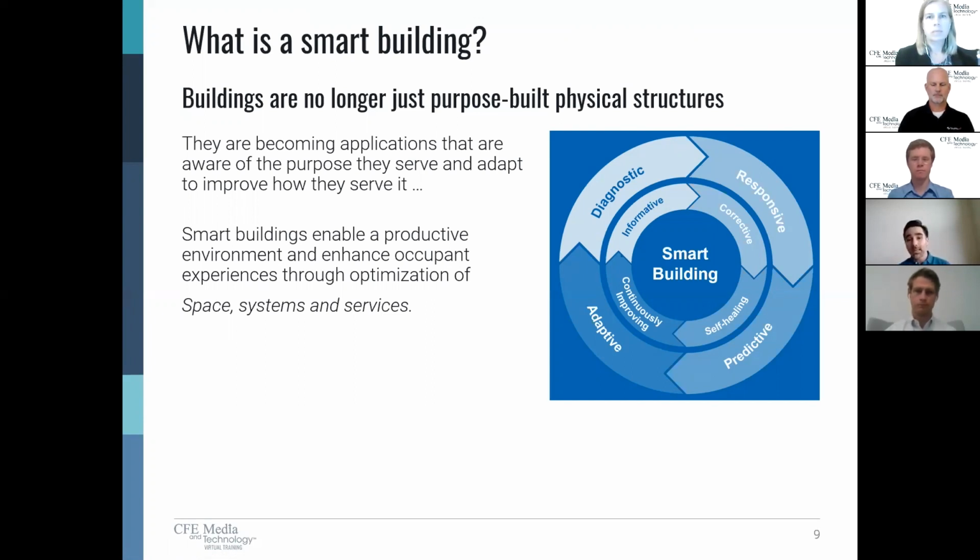And as a member of the industry, how do we sum it up and how do I define smart? I think at its most basic and broad form, a smart building is one that delivers on the triple bottom line: environmental, economical, and experiential. It's a tech-enabled, people-centric, and connected environment that optimizes space, systems, and services.